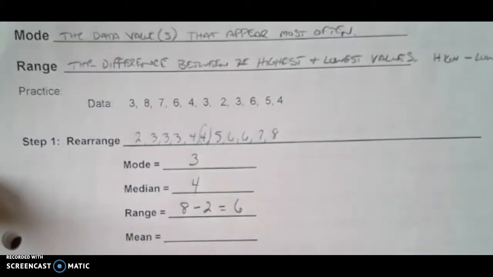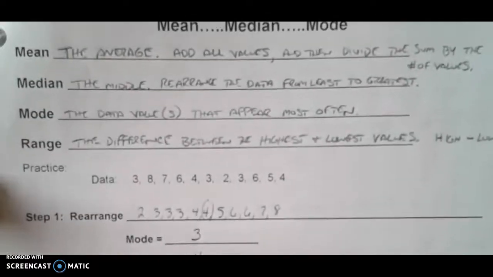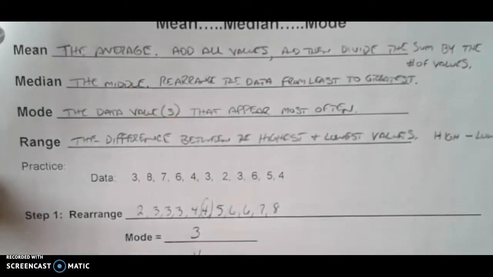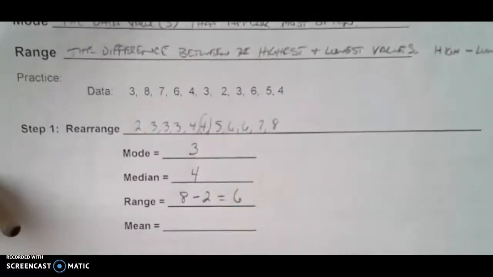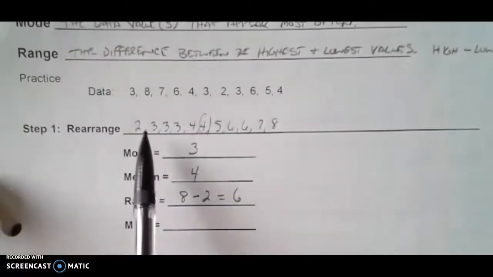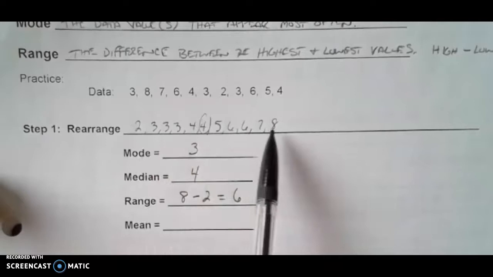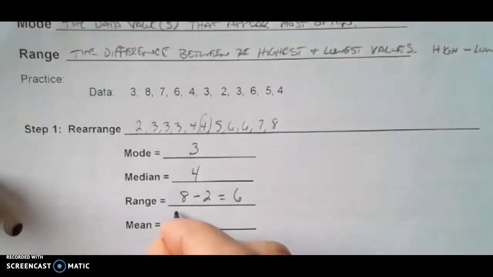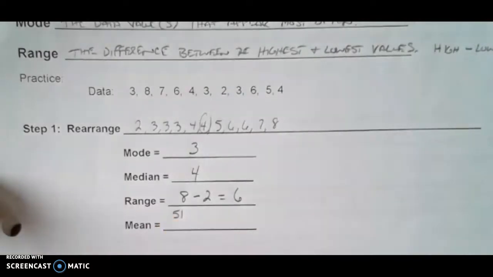The last one I'm going to do is the mean. This is the one that involves the most work. Again, the mean is the average, so the first thing that we have to do is add up all of the numbers in the list. So I'm going to add up all of these numbers here, and when I do that, that's going to give me a sum of 51. So I'm going to start with a sum of 51.